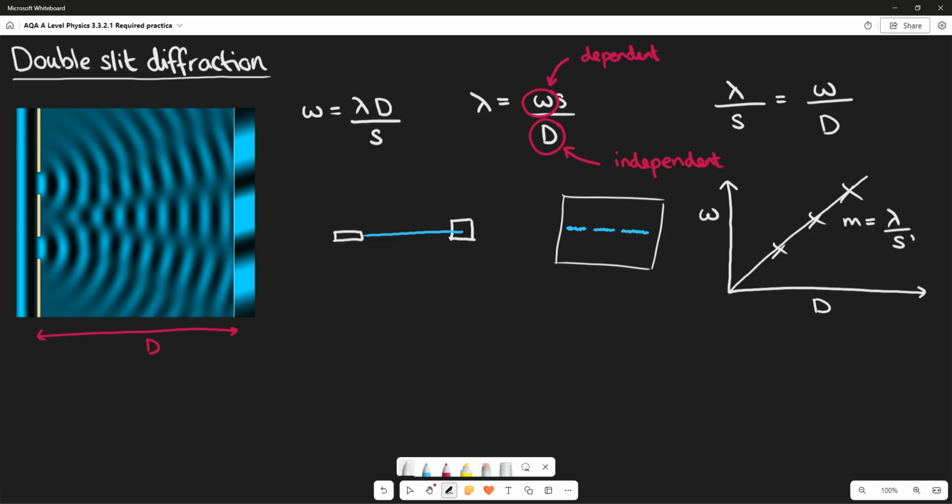Alternatively, what they might do is ask you to calculate the slit separation by hiding that value from you, and you'll be able to see the manufacturer's tolerance. So you'll have access to that information and be able to take that value through into your error for calculating the slit separation.